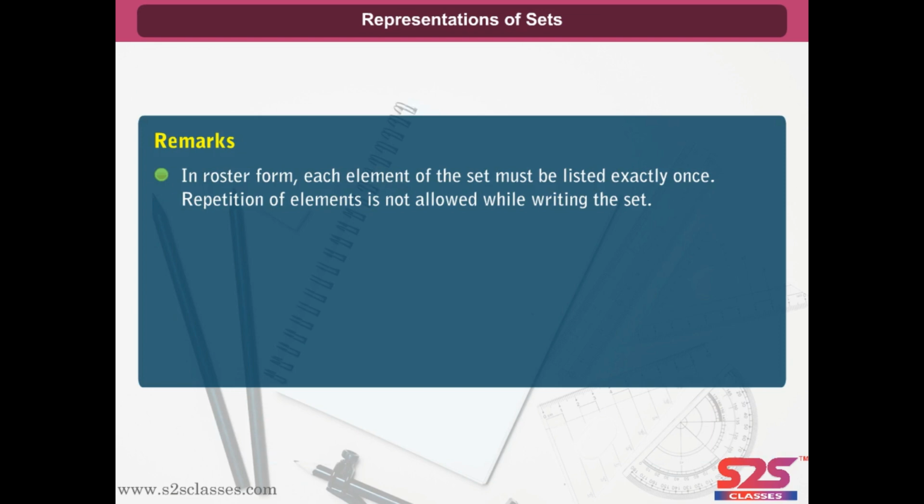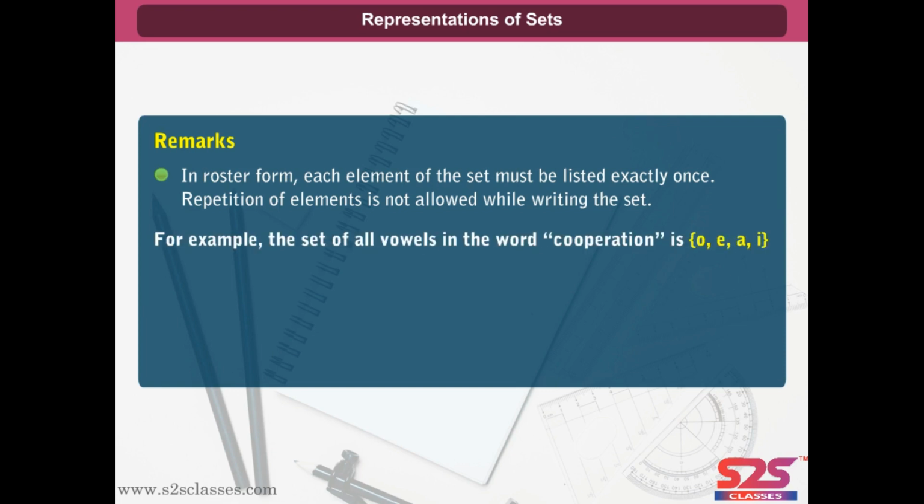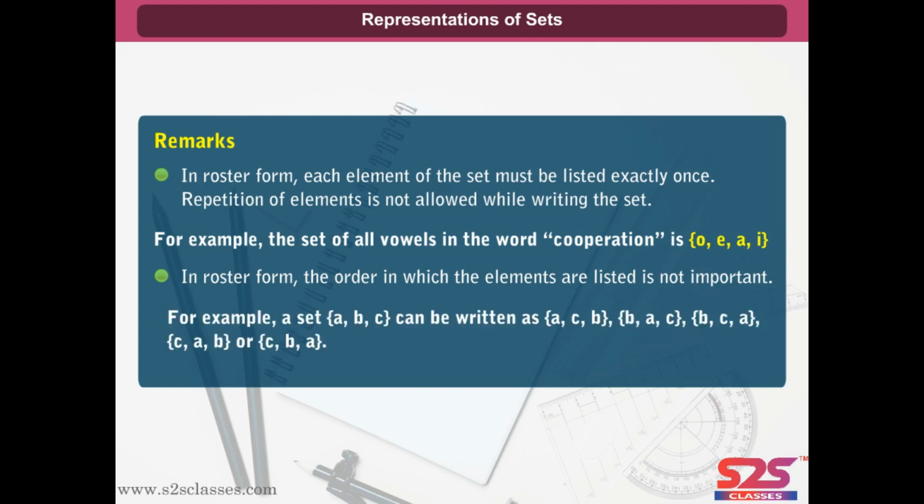Remarks. In roster form, each element of the set must be listed exactly once. Repetition of elements is not allowed while writing the set. For example, the set of all vowels in the word cooperation consists of O, E, A, I. In roster form, the order in which the elements are listed is not important. For example, a set of A, B, C can be written in so many ways.